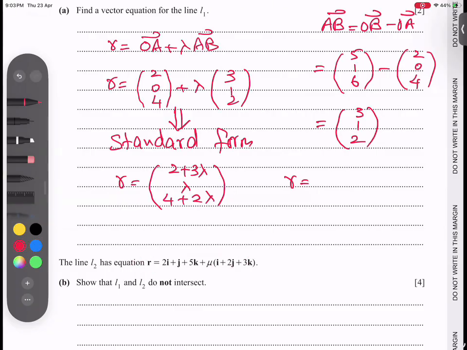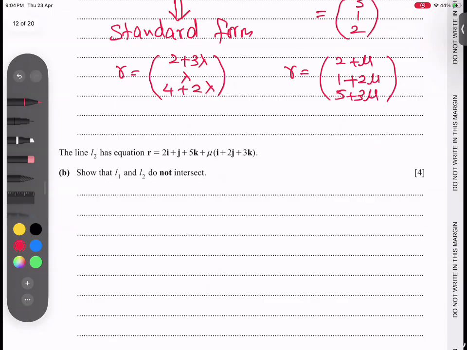In the same way I can get it here. So 2 from here and mu from here. And 1 from here and 2 mu from here. And 5 from here and plus 3 mu from there. Now, students, I'm going to put them equal to each other. So I'm getting here 2 plus 3 lambda is equal to 2 plus mu. And lambda equals 1 plus 2 mu. And 4 plus 2 lambda is equal to 5 plus 3 mu.